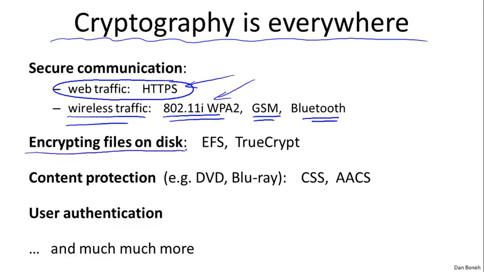Cryptography is also used for protecting files that are stored on disk by encrypting them, so that if the disk is stolen, the files are not compromised. It's also used for content protection. For example, when you buy DVDs and Blu-ray discs, the movies on these discs are encrypted. In particular, DVD uses a system called CSS, the Content Scrambling System, and Blu-ray uses a system called AACS. We'll talk about how CSS and AACS work.